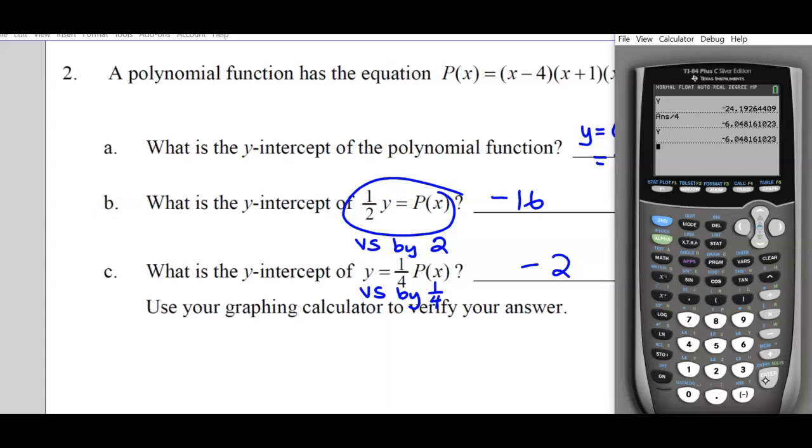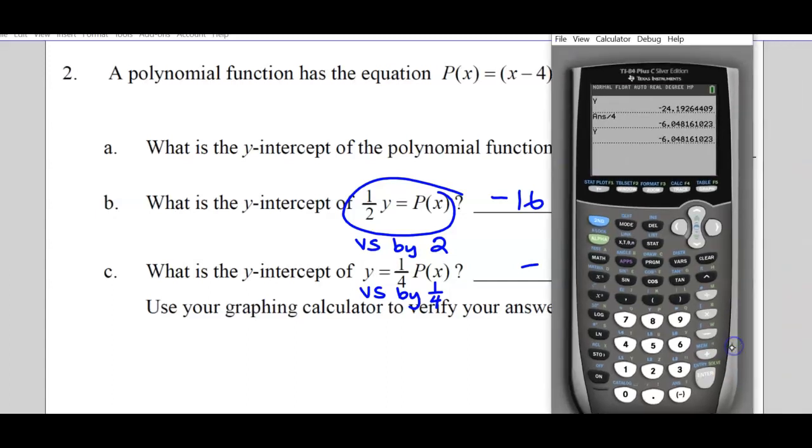Okay, so there's ways of checking that to verify this. Okay, so we verified using our calculator.